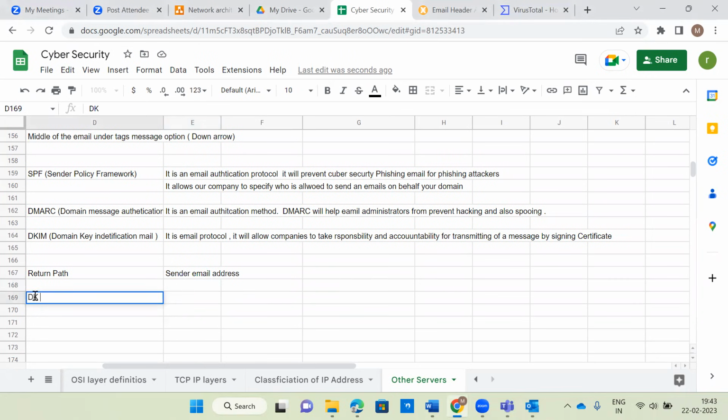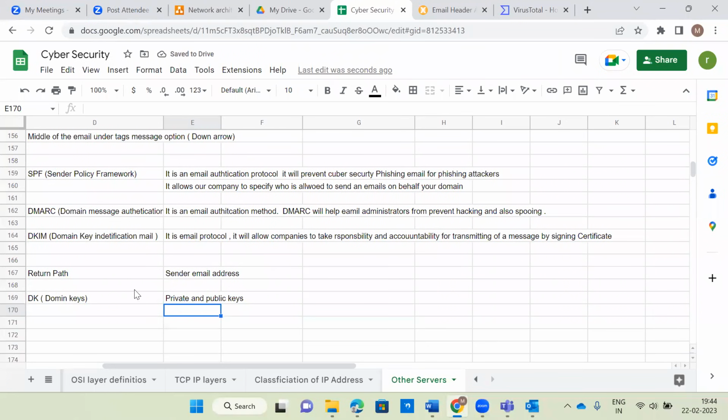Next one is DK. DK means domain keys. These domain keys will be used by the certificate, as part of DKIM, Domain Key Identified Mail. Between sender and recipient, these keys will be exchanged using a trusted certificate authority, using a digital signature. So that is domain keys, private and public keys.